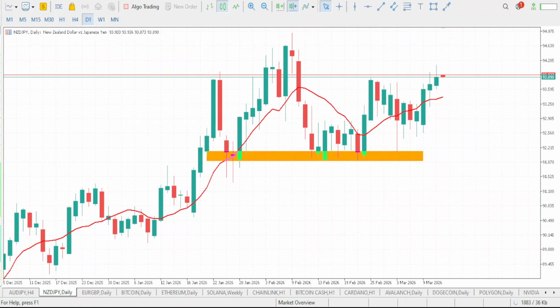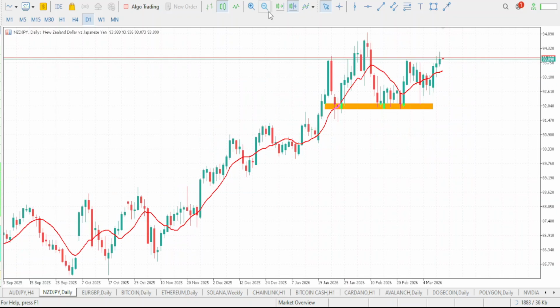So guys, this is going to be our movement for the day on New Zealand dollar JPY. So let's start with our trend first and first.